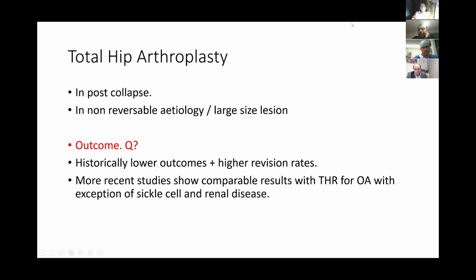Quick question, please. The safe surgical dislocation is the Ganz operation. Yes. Can you take us through quickly how it is done, please?